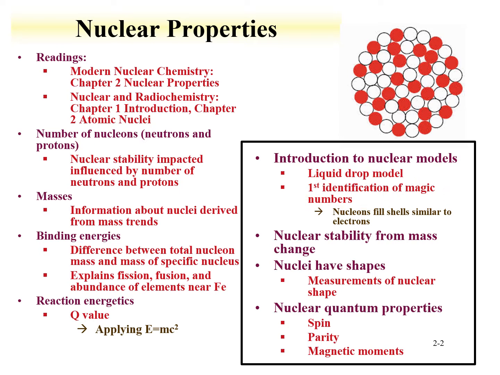We're going to talk about nuclear stability from mass change using the nuclear mass parabola. We're also going to demonstrate how nuclei have shape and how this shape is measured. And then we're going to end the lecture on nuclear properties discussing spin, parity, and magnetic moments.